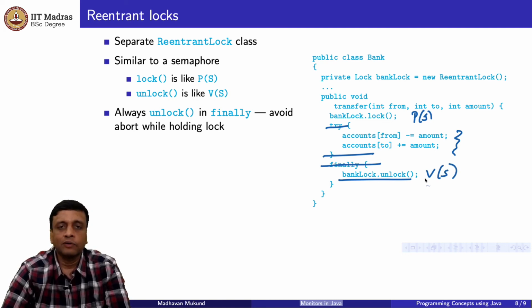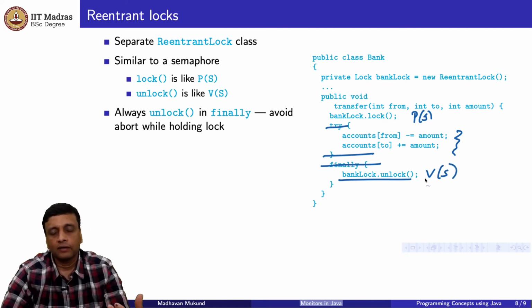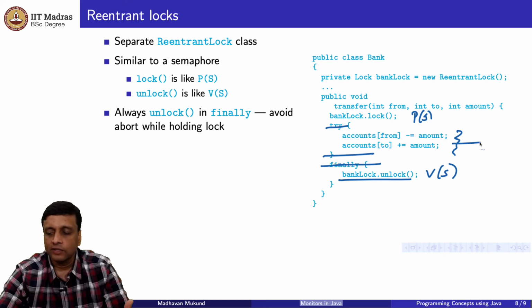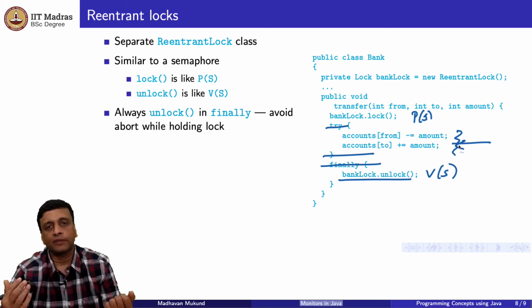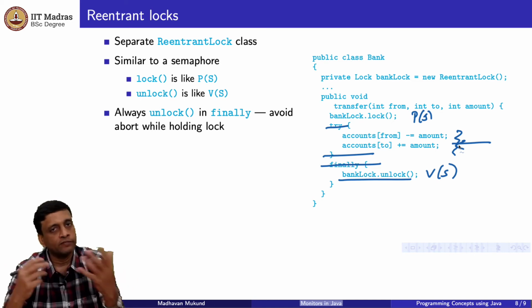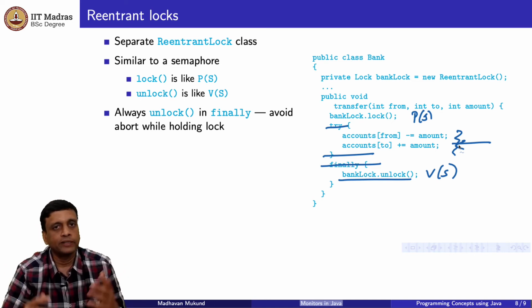But the only thing is that we want to make sure that there is no situation where I have done P of S, grabbed the lock, and then for whatever reason this code here threw an exception and the rest of the code did not execute, so the V of S never happened. Remember that if a thread has got a lock and it crashes for whatever reason, then the lock is forever stuck with that thread, so nobody else can actually get it, right?